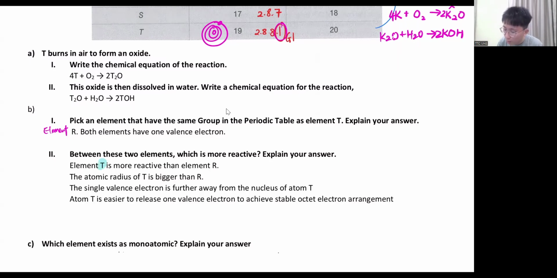Element T is more reactive than R. Why? Atomic radius of T is bigger than R, and the valence electron is further away from the nucleus of atom T. So T has a further away electron. So atom T is easier to release one valence electron to achieve stable octet electron arrangement. So see, this whole sentence is basically what I mentioned just now, but in a better and more detailed explanation. So guys, reactivity for group number 1 is very common.